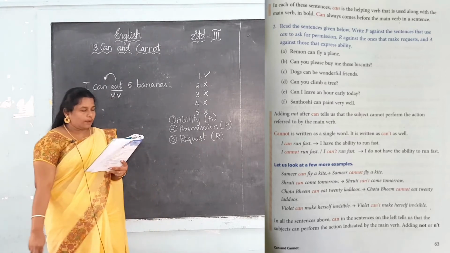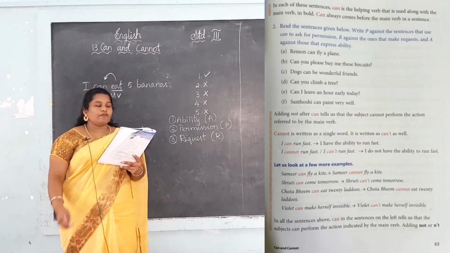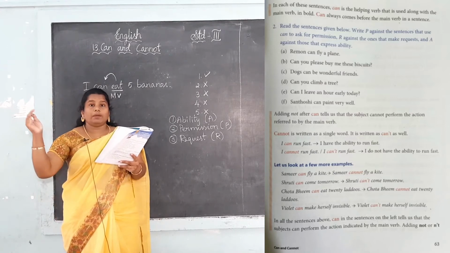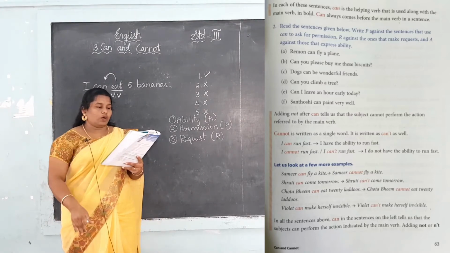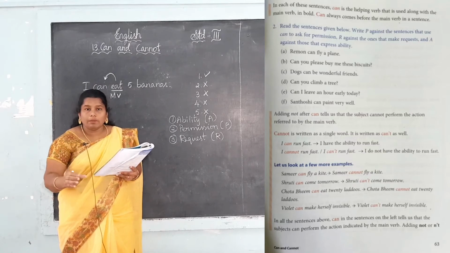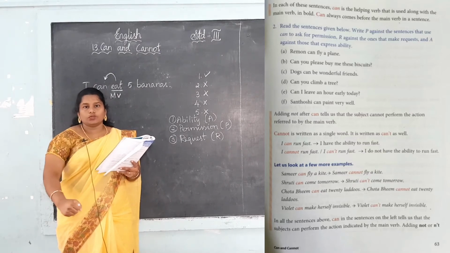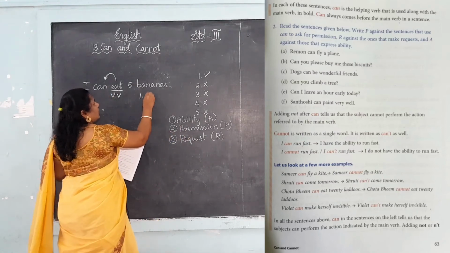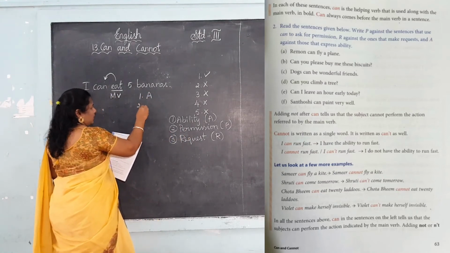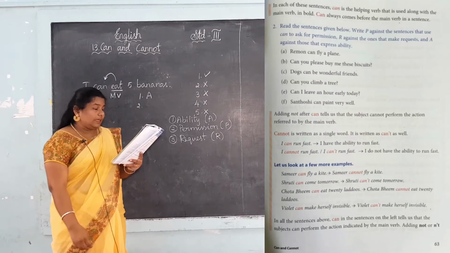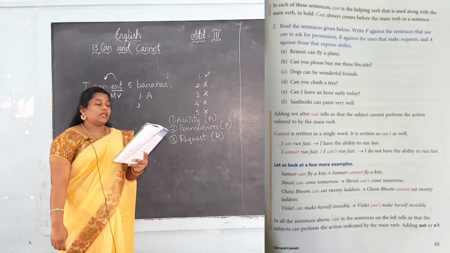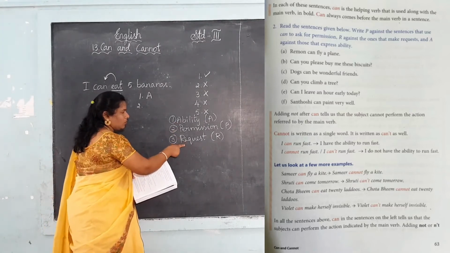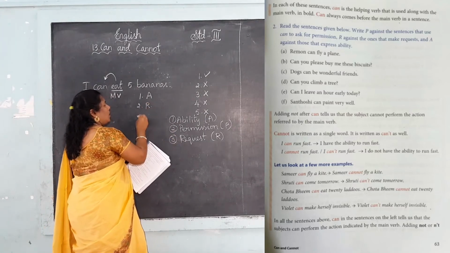ஓகே, first one, Raymond can fly a plane. See, அவனால என்ன செய்ய முடியும்? பிளேன்ல பறக்க முடியும். அவனால முடியும். It is ability. என்னால முடியும். I can do this. So it is ability. So we want to put first one A. Second one, can you please buy me these biscuits? Please. Please இதில் எதில் வரும்? Request. So we want to put R.